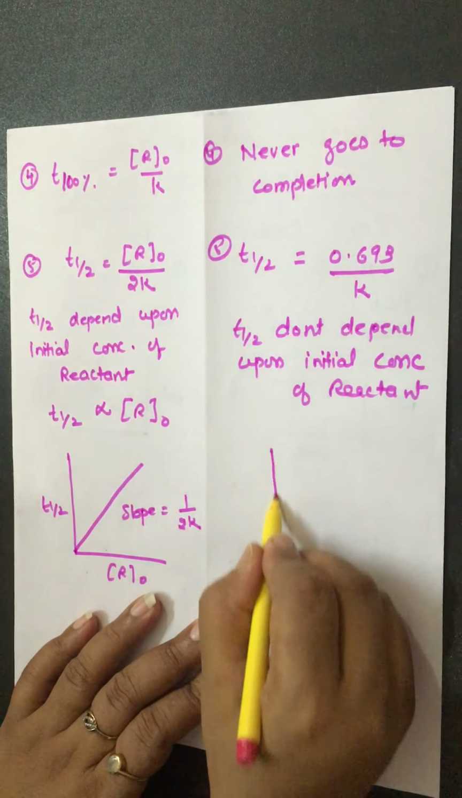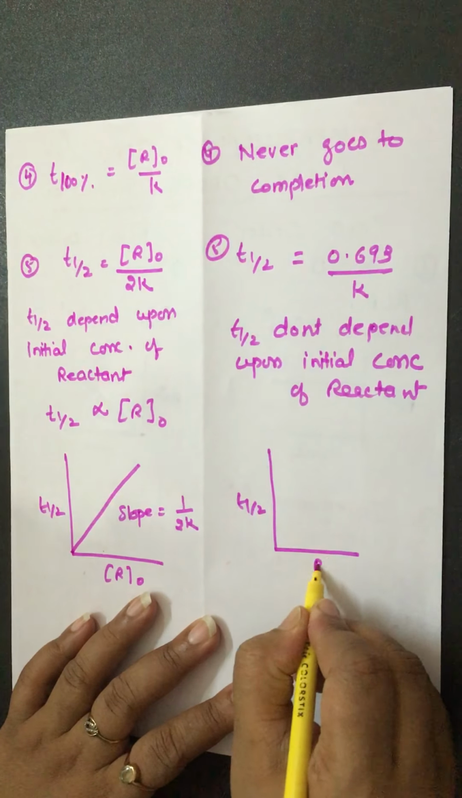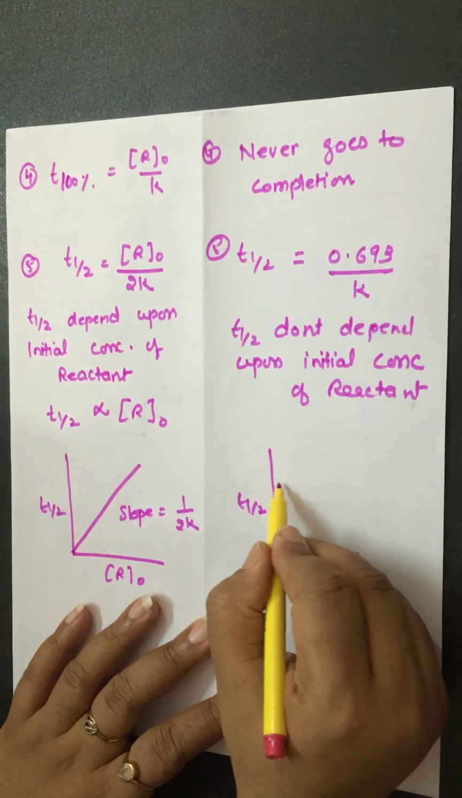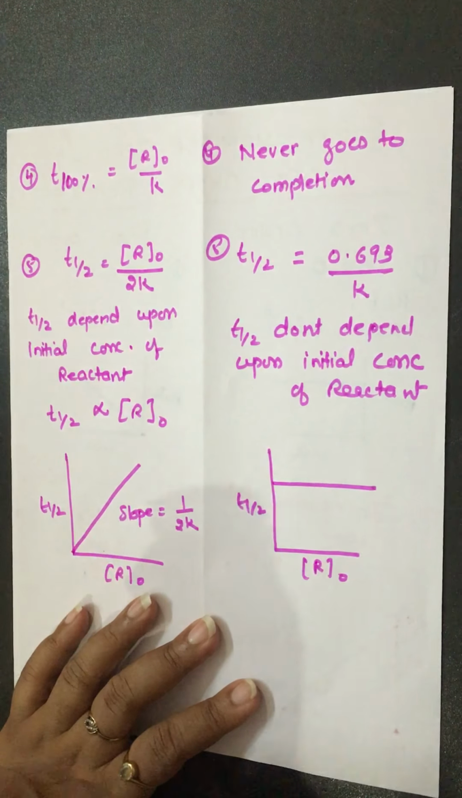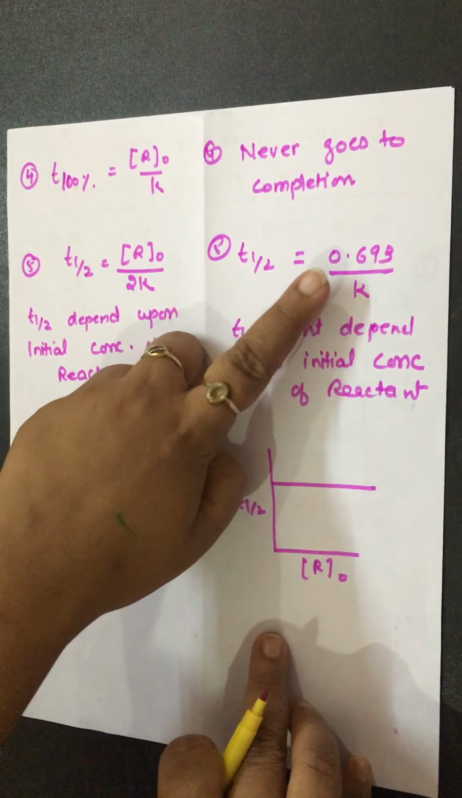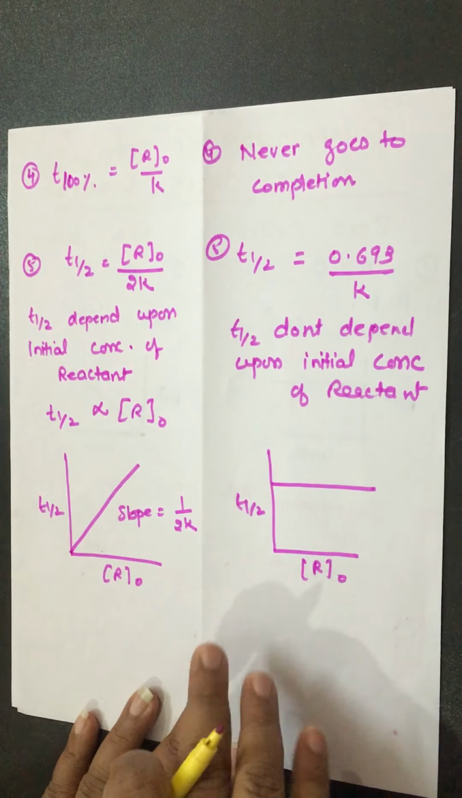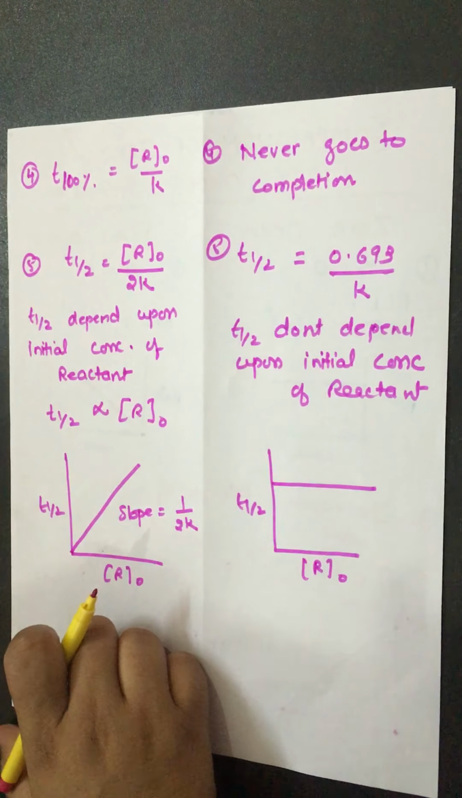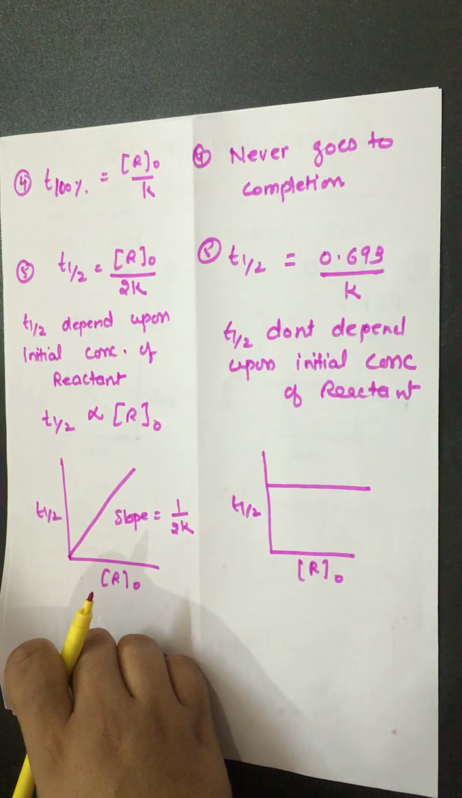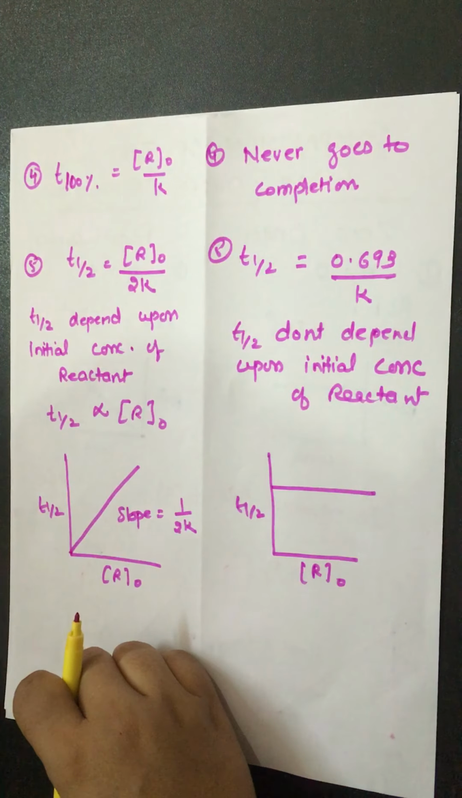But for the first order, if I want to plot a graph between the T half and initial concentration, it is like this. Why is it like this? Because in this case half life time does not depend upon the initial concentration. The same thing is plotted in the graph. It is the comparison between the zero and the first order kinetics, and it is revision also. Hopefully you all will be able to do it.